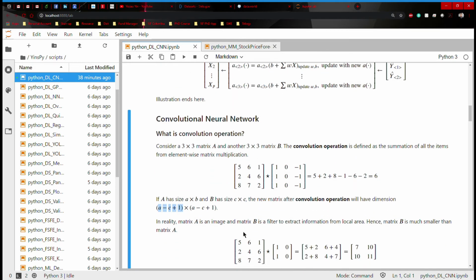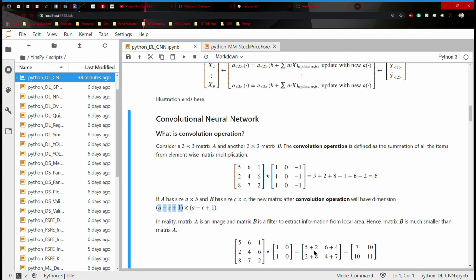So let's take a look at the following example. Let's say you have 561, 246, 872, and your filter is 1010. Now, exactly how this thing works is you have to start this filter from row 1, column 1 of your picture, which is 5624. And then you do your convolution operation. You have 5 times 1, which is here, 2 times 1, which is here.